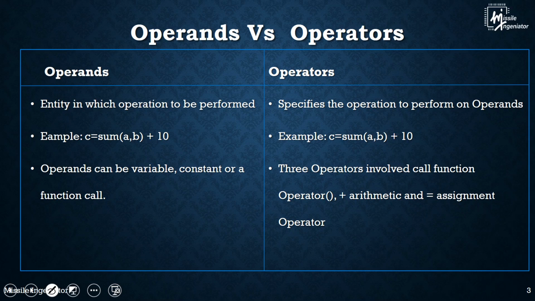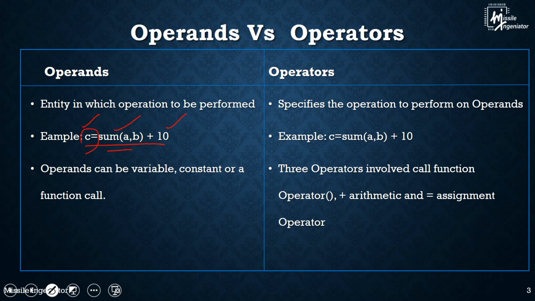Whenever you perform any type of operation in expressions, like assigning a value, these are expressions where you are computing the value for C. Here we have three types of operands. One is C, another is a function, sum, which is a function call, and another is 10.